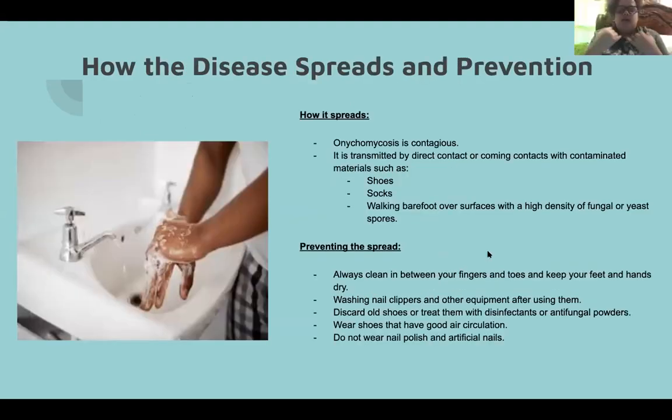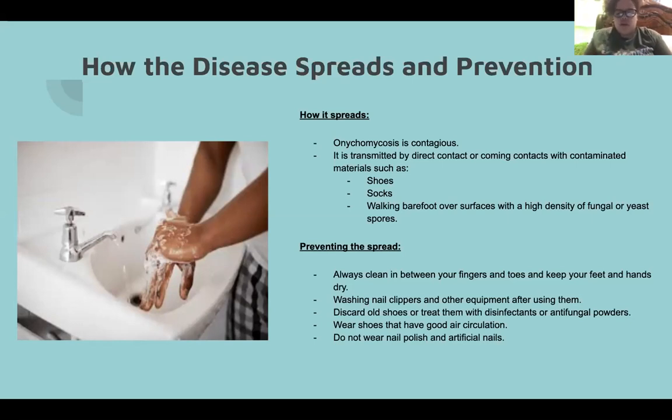How does the disease spread? Onychomycosis is contagious. It is transmitted by direct contact and by coming in contact with materials such as shoes and socks, and walking barefoot over surfaces with a high density of fungi. To prevent the spread, you just make sure that you always clean in between your fingers and your toes, and make sure you keep your fingers and toes dry.